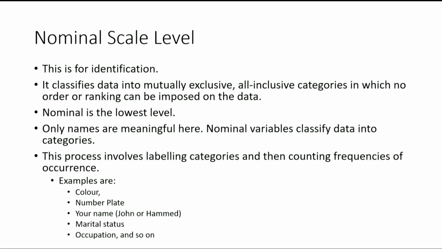Nominal variables classify data into categories. This process involves labeling categories, then counting frequencies of occurrences. Examples of nominal data are your name. The name you bear is a good example of nominal scale. Then color, the color of your clothes, color of your car, or the color of your house. Number plate is a good example of a nominal scale. Marital status, whether you are married or single, your occupation, and so on.